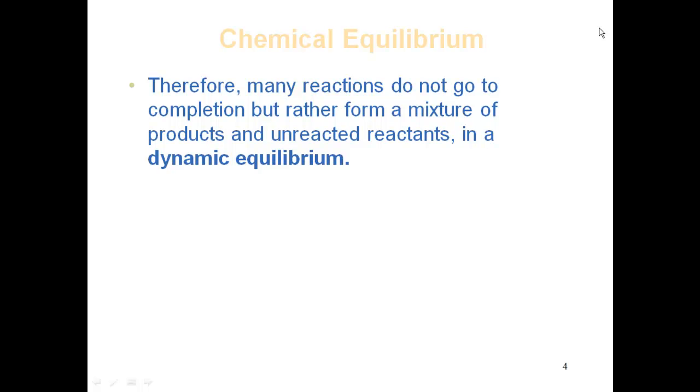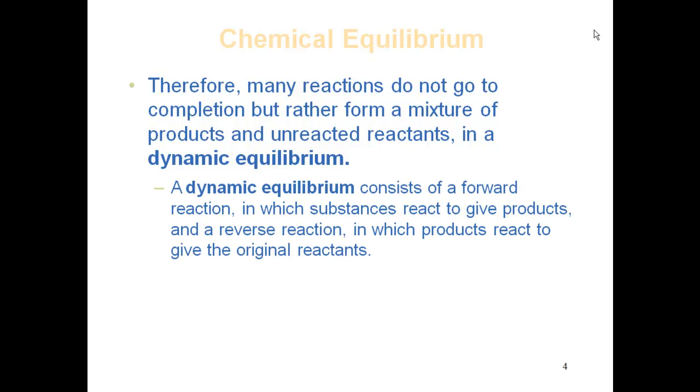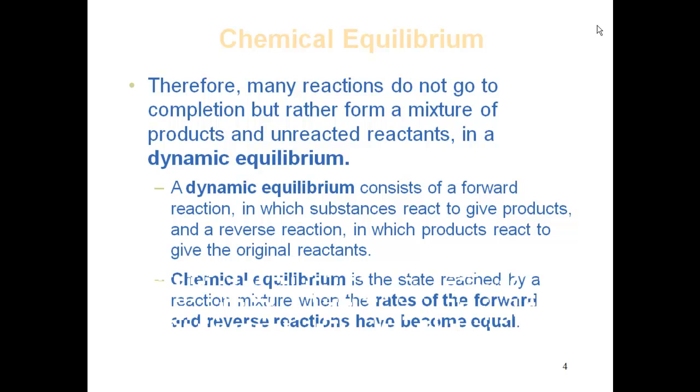Therefore, many reactions do not go to completion, but rather form a mixture of products and unreacted reactants in what we refer to as a dynamic equilibrium. Dynamic equilibrium consists of a forward reaction in which the substances react to get products and a reverse reaction in which the products react to give the original reactants. In other words, an exchange going on. Chemical equilibrium is the state reached by a reaction mixture when the rates of the forward and reverse reactions have become equal. In other words, my forward rate is equal to my reverse rate. They become equal when we reach that point of equilibrium.